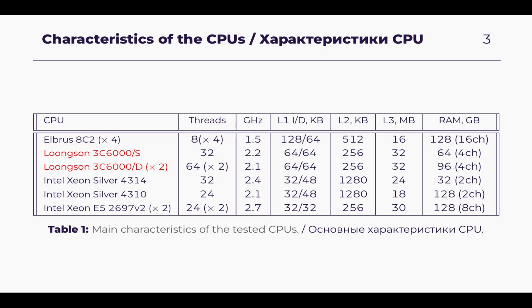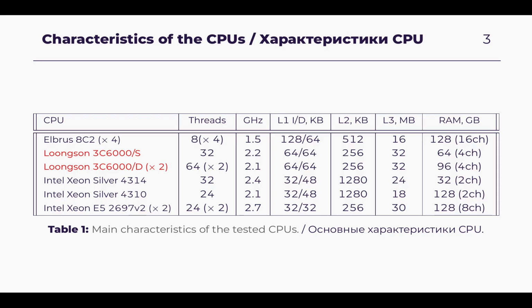Have a small number of threads, only 8 cores and 8 threads. And also Loongson 3C6000D used in a configuration with 2 CPUs, and also Intel Xeon E5 2697 V2 also used in a 2 CPU configuration. There you can see different numbers of threads, frequency and caches.